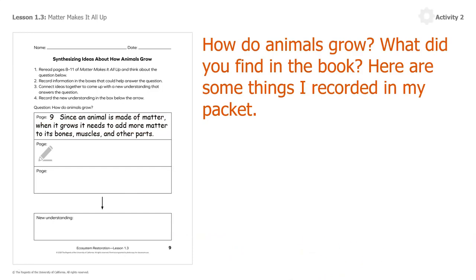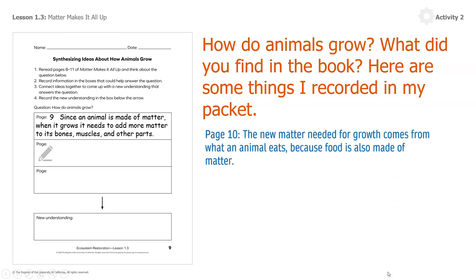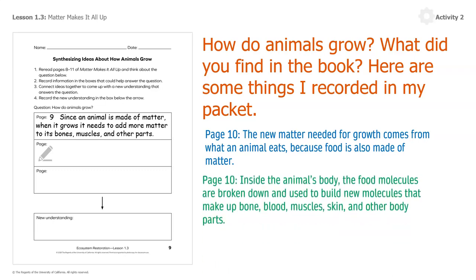All right, we're back. How do animals grow? What did you find in the book? Oh, okay. Here are some things I recorded in my packet. From page 10, I found the new matter needed for growth comes from what animals eat, because food is also made of matter. Did you find that? How about this one? Same page, right? Page 10, inside the animal's body, the food molecules are broken down and used to build new molecules that make up bone, blood, muscles, skin, and other body parts.